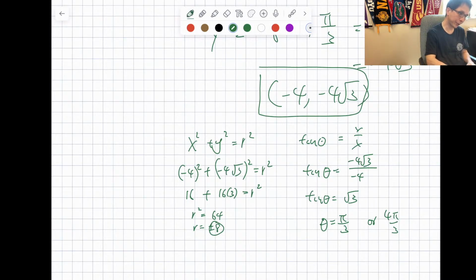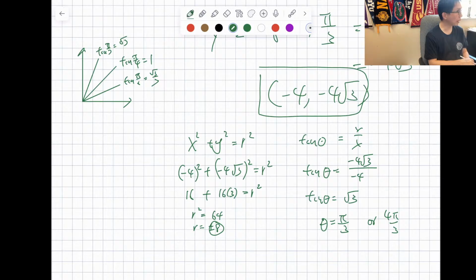Okay, sure. For me, I understand the first quadrant. For example, tangent of π/4 is always what? 1, right? Tangent of π/6 is always root 3 over 3. Tangent of π/3 is equal to root 3. That's how I know it's π/3, not π/6.